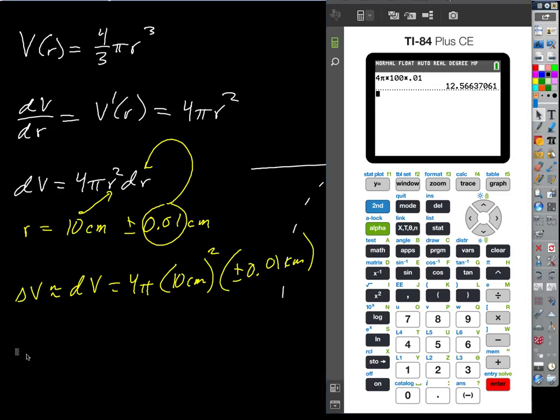So delta V is approximately equal to plus or minus 12.57 cubic centimeters. It is just 4 pi though. The 10 squared and 0.01 cancel out. What, did I do something wrong? No, I'm just saying you could write it as 4 pi, simplify, since we just had 1/100 of a centimeter and 100 centimeters. Oh yes, you're right, I got you, I see your point.